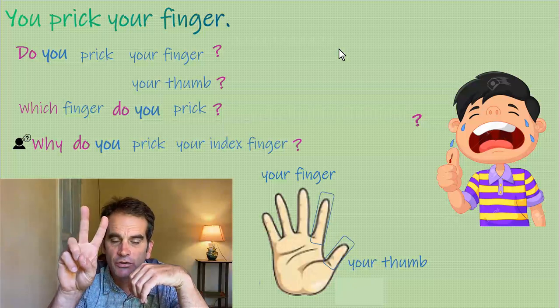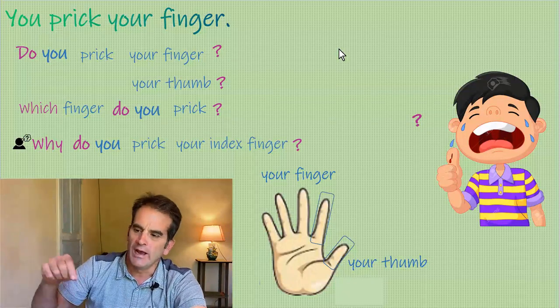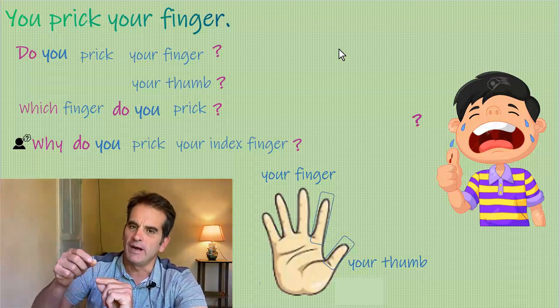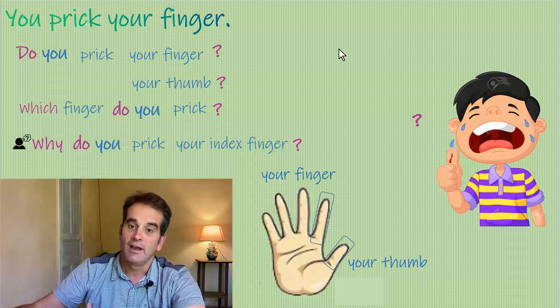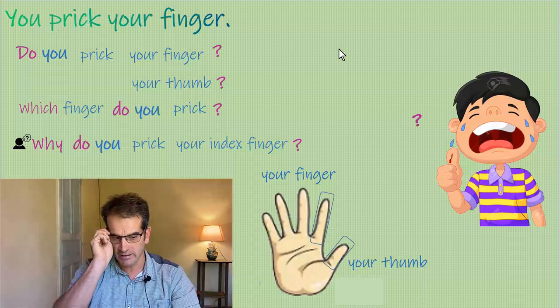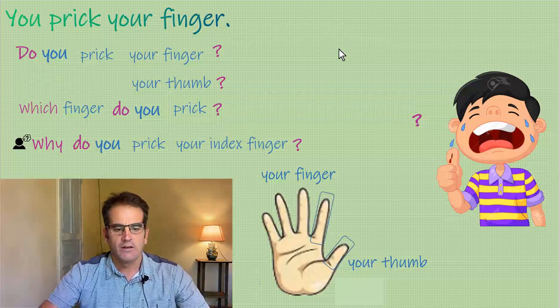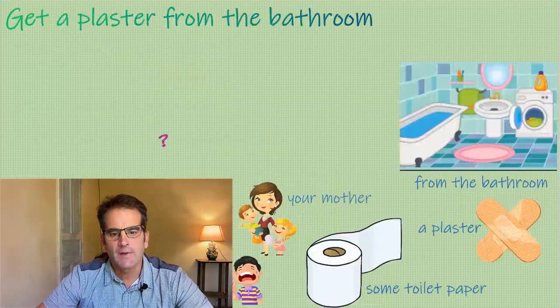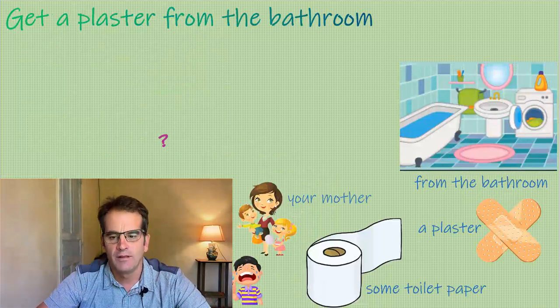But two, because you don't know how to sew on a button. You're not very good at sewing on buttons. And so you prick your index finger. You get a plaster from the bathroom.